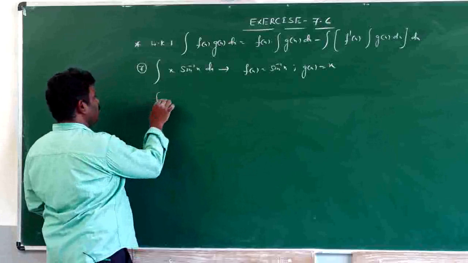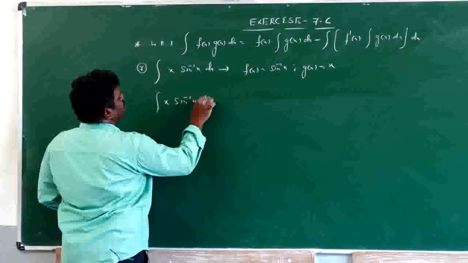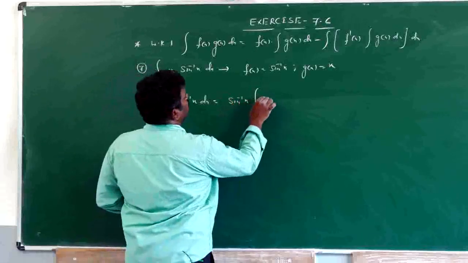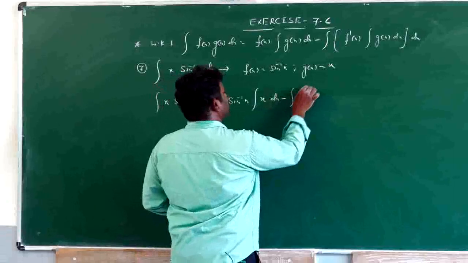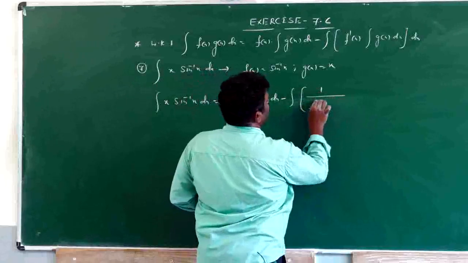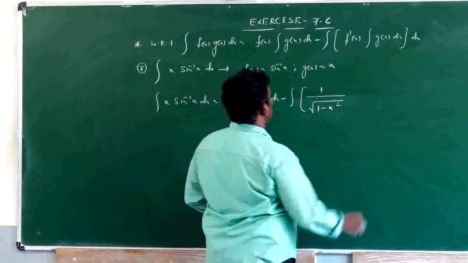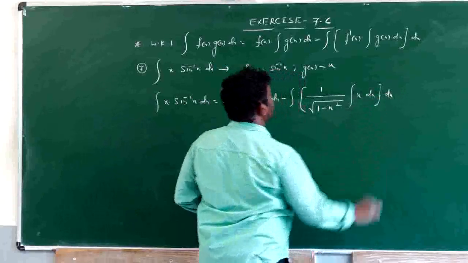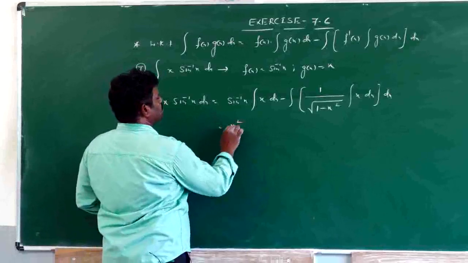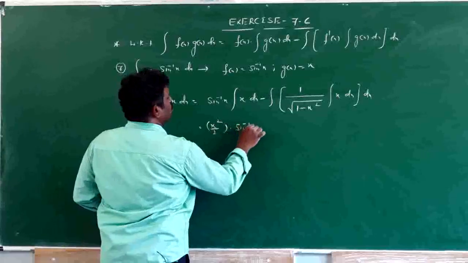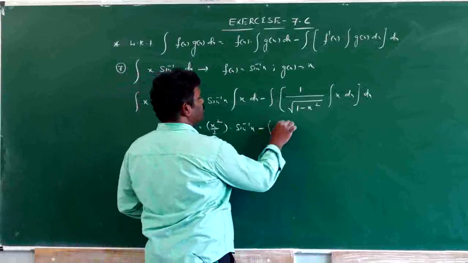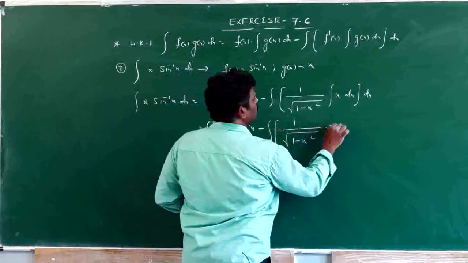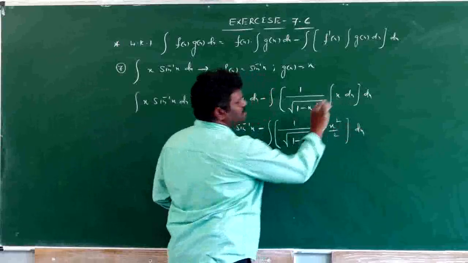Now substituting into the formula, integral x into sine inverse x dx is equal to f of x, sine inverse x, integral x into dx, minus integral of f dash of x, the derivative of sine inverse x, 1 by square root of 1 minus x square, into integral of x dx, whole dx. That is equal to x square by 2 into sine inverse x minus integral 1 by square root of 1 minus x square into x square by 2 into dx.